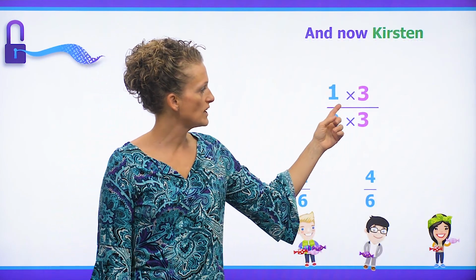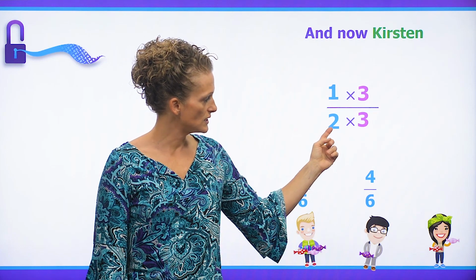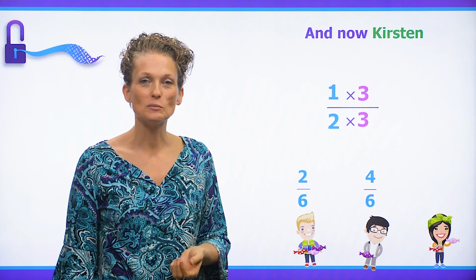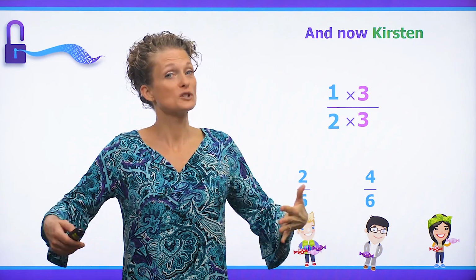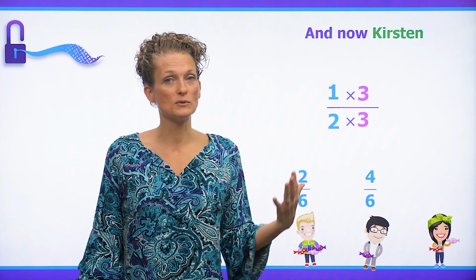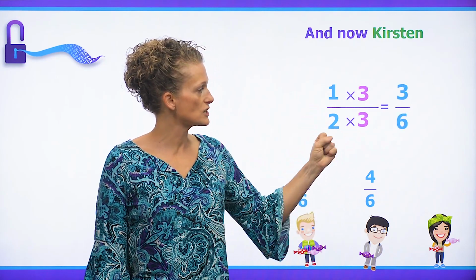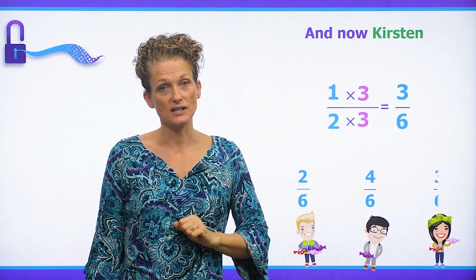Now let's have a look at 1/2. The denominator was 2, so in order to get the denominator to be 6, we have to multiply it by 3. If we multiply the denominator by 3, we must multiply the numerator by 3. So we have 2 times 3, which gives us 6, and 1 times 3 gives us 3.